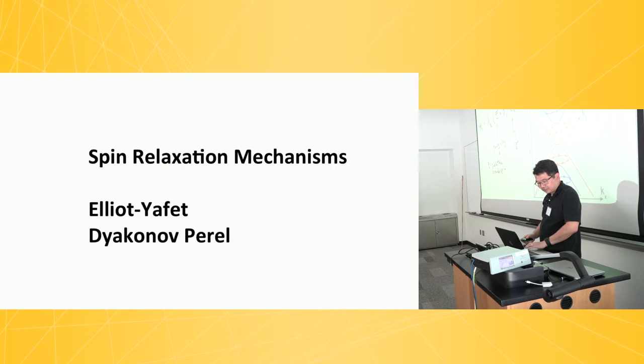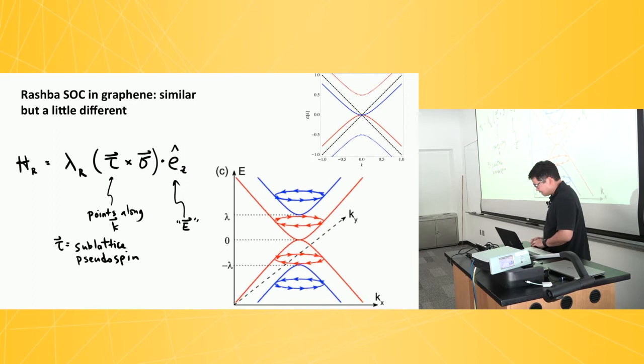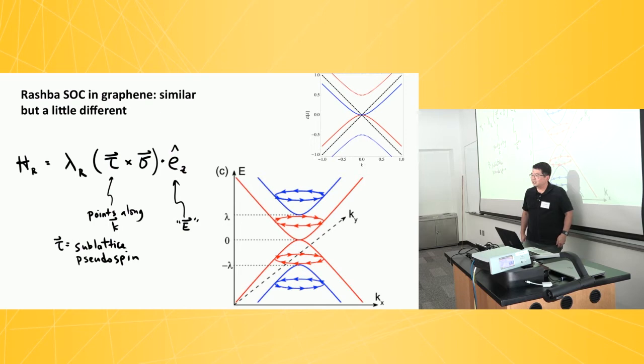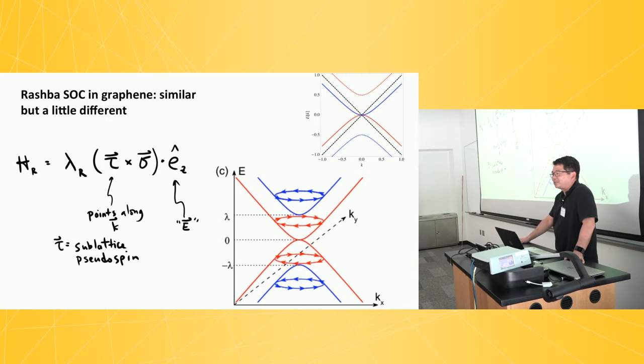Okay. So let me pause. This was a little bit more technical, and I went through it a little bit on the quick side. But I want to stop here. Are there any questions about the spin orbit coupling?